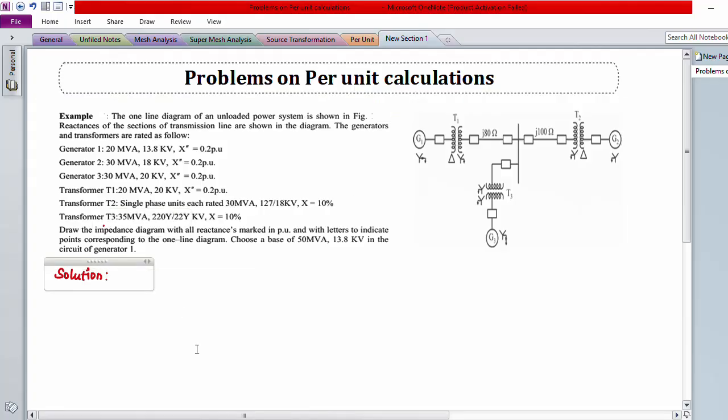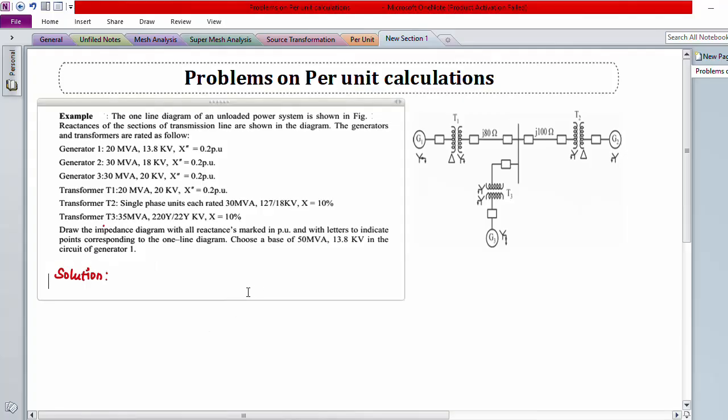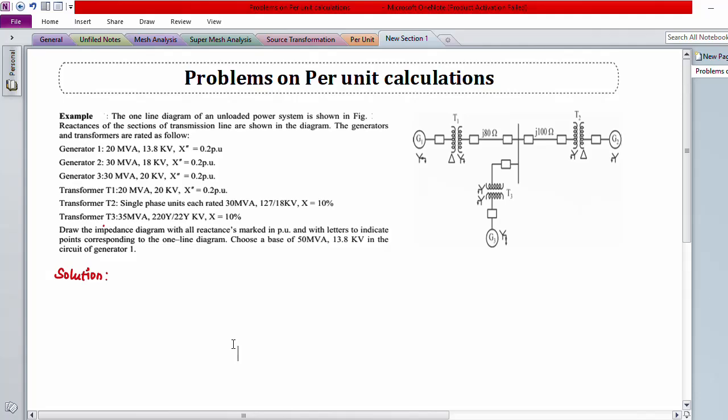Now, in this problem, they have given the data for generator 1, generator 2 and generator 3, and for transformer 1, 2 and 3. For generator 1, that is 20 MVA, 13.8 kilovolt, and the subtransient reactance is 0.2 per unit. For generator 2, 30 MVA, 18 kilovolt, subtransient reactance is 0.2 per unit. For generator 3, 30 MVA, 20 kilovolt, subtransient reactance 0.2 per unit.